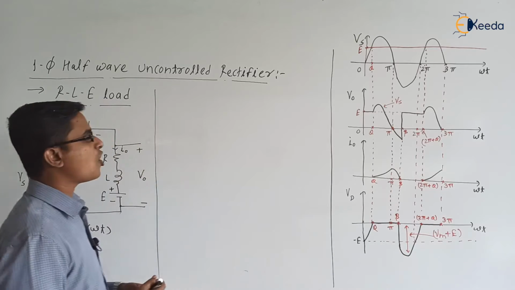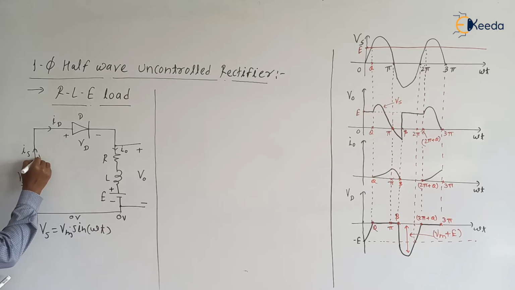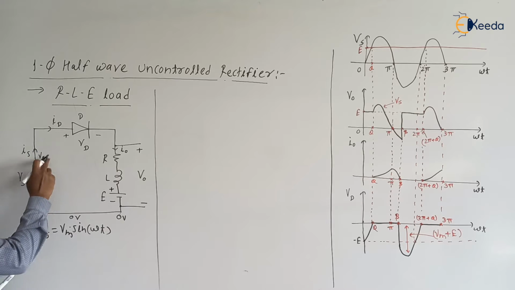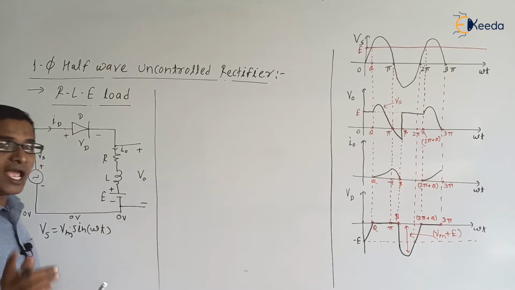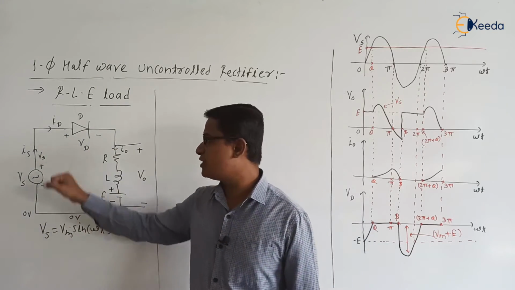Suppose during the positive half cycle of the supply voltage, Vs is positive, meaning plus here and minus here, when omega t is 0 to pi. Suppose this is 0 volt. If this is 0 volt, what about the potential here? This potential is Vs volt. So the potential at the anode of the diode is Vs.